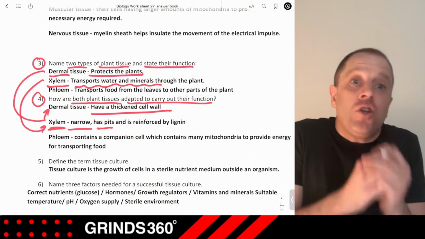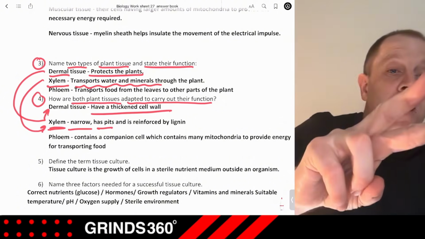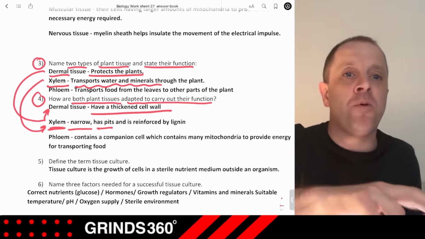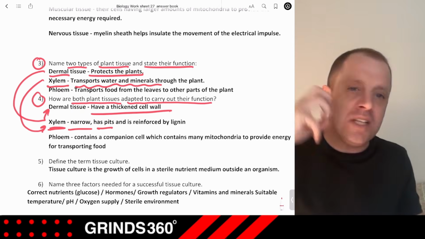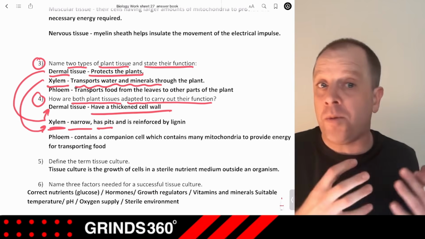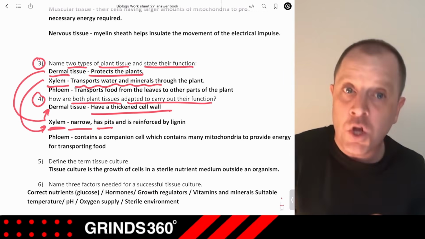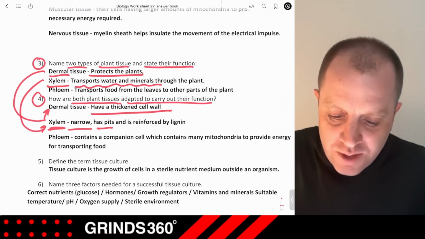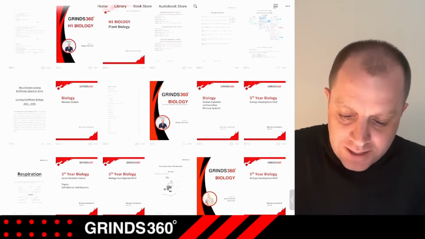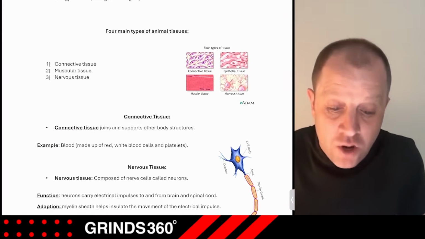If you know that, name your two types of plant tissue, give the functions of both plant tissues, and state how they're adapted, then you know what you need to know for this chapter. Now, you need to know a lot more about those plant tissues for other chapters, but in this chapter, that's what they'll ask, okay?